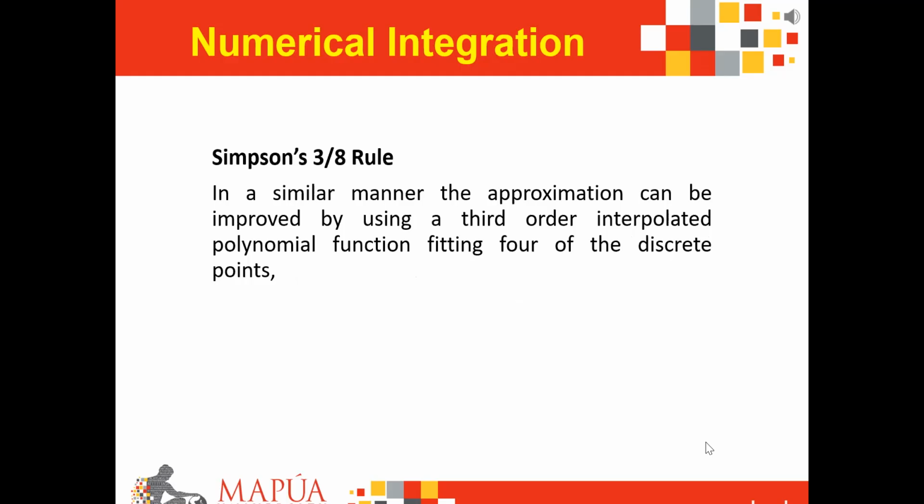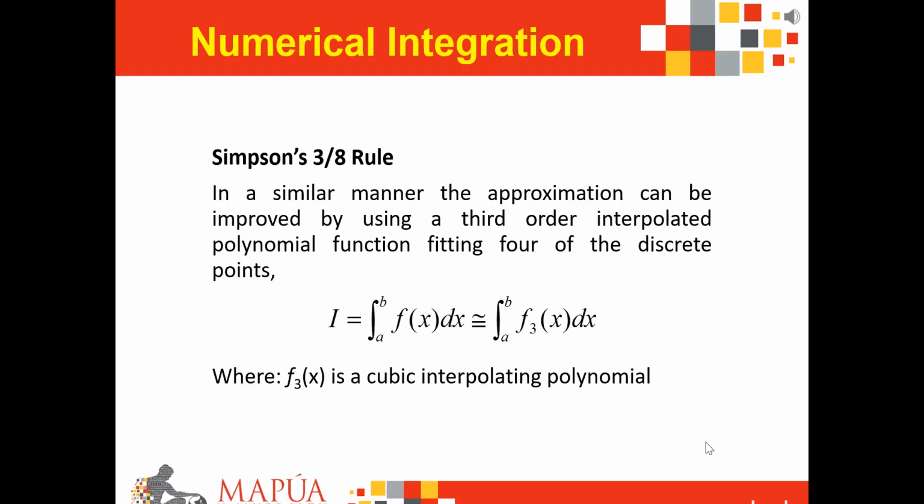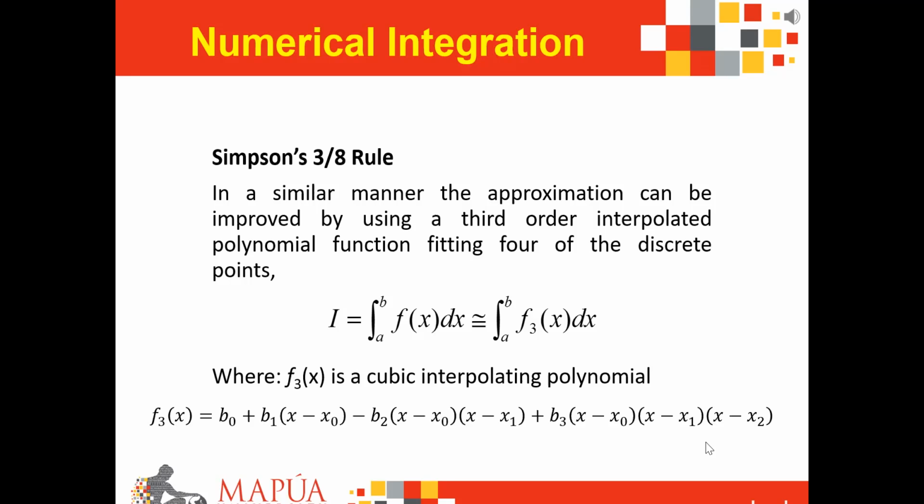Under the Simpson's 3-8 rule, the third-order interpolating polynomial function is used to estimate your integral value, fitting 4 discrete points onto your given cubic function, which is normally given either using Newton's interpolating polynomial third order or a third-order Lagrange interpolating polynomial function.